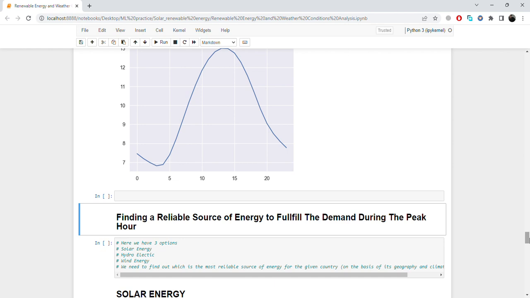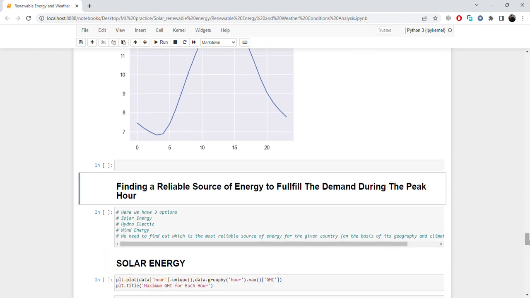So we need to find out which one is best suited for a country. As we know, wind is present everywhere, solar energy is present everywhere, and hydro, we have water except in the desert. But we need to find a feasible solution, feasible from the economical and technological perspective. So now we dig deeper and go to solar energy, which we will analyze first.